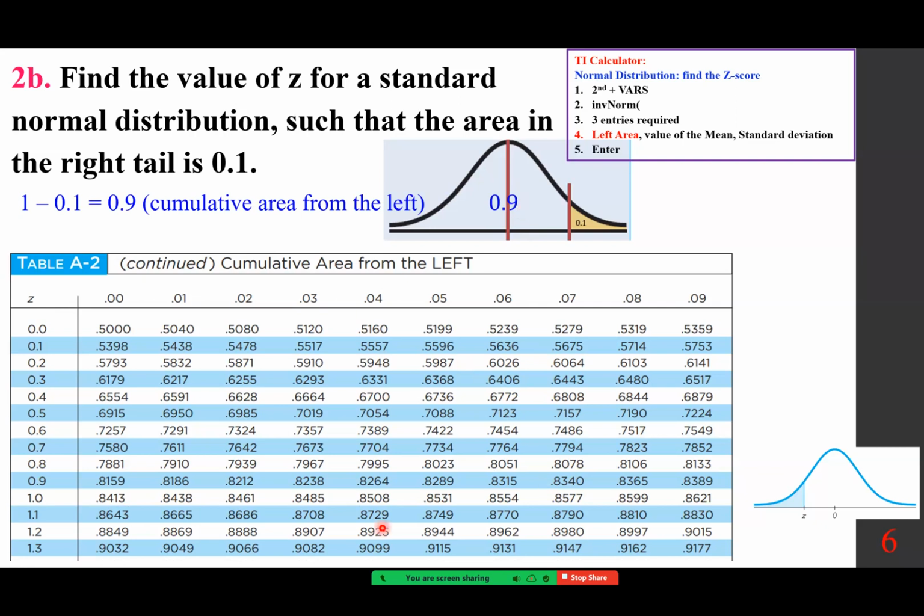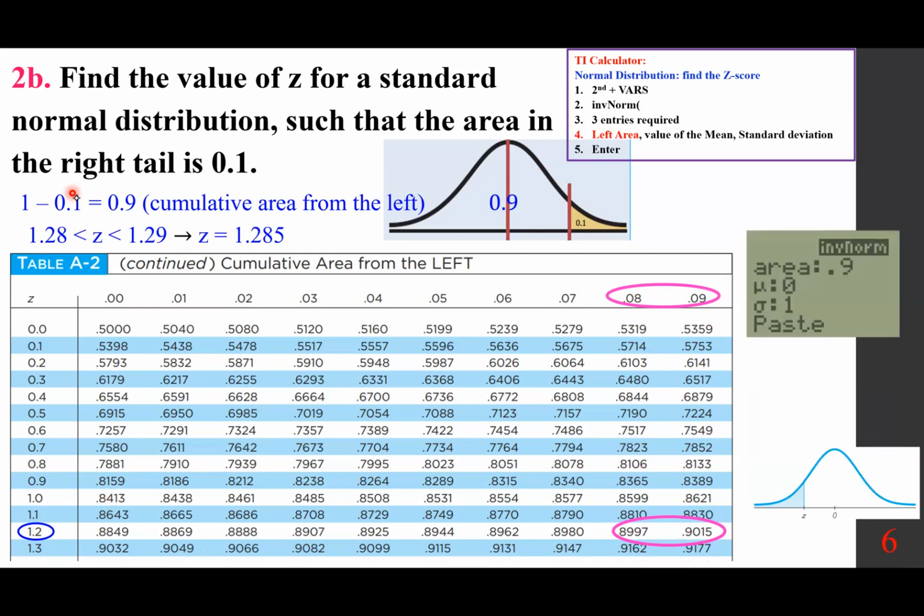So we are going to go to the body of this table and try to find 0.9. It doesn't exist, but 0.9 is between these two numbers. So this corresponds to 1.2, 0.08, 0.09, which means it's somewhere between 1.28 and 1.29, and we say 1.285, somewhere between the two numbers. If we were to do it by the table, and the table is fine, perfect. Technology, of course, gives you a better answer.